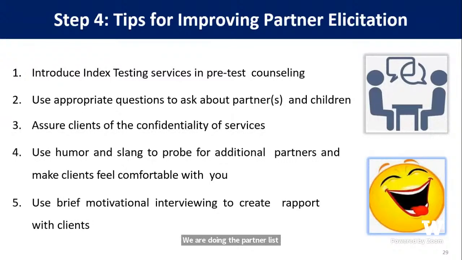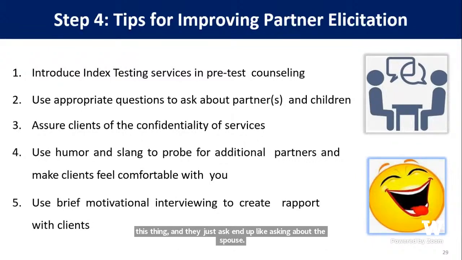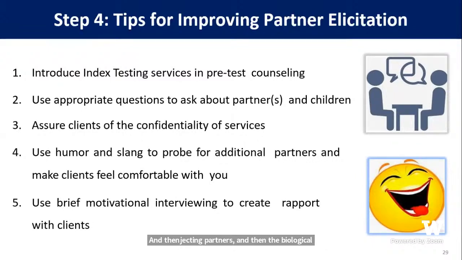I can understand the challenges at counselor level about asking for sexual contacts other than the spouse, because we have seen during field visits that asking for the injecting partner is a bit easy, but asking for the sexual partner is a little bit difficult, and people do not feel comfortable asking about that. Usually that is how people miss asking, and they just end up asking about the spouse, the injecting partners and the biological children. So it should not be the case. We should try to improve on partner elicitation.